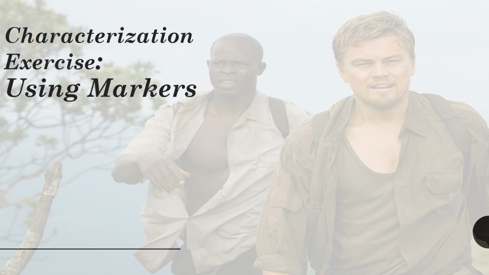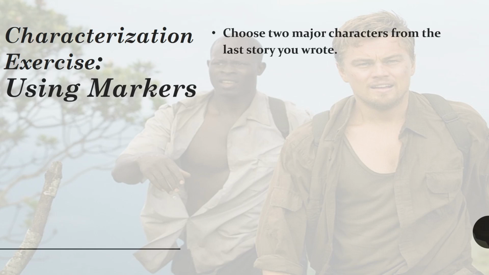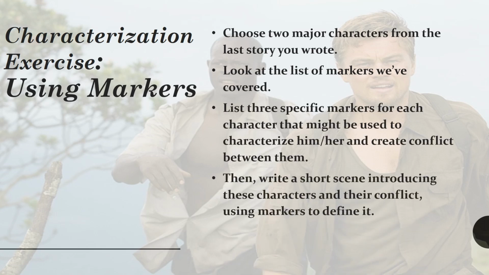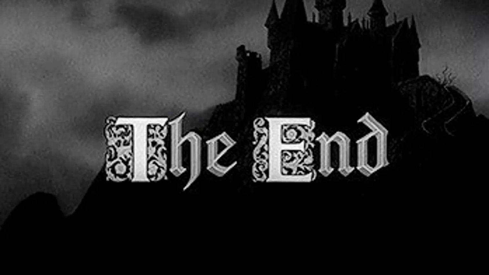So here's what we're going to do. Choose two major characters from the last story you wrote. Look at the list of markers we've covered so far. List three specific markers for each character that might be used to characterize him or her and create conflict between those characters. Then you're going to write a short scene introducing those characters and their conflict using markers to define it. You guys think you can do that? That is your homework. Choose your two characters, pick some markers for them, and then throw them together and see how they interact.